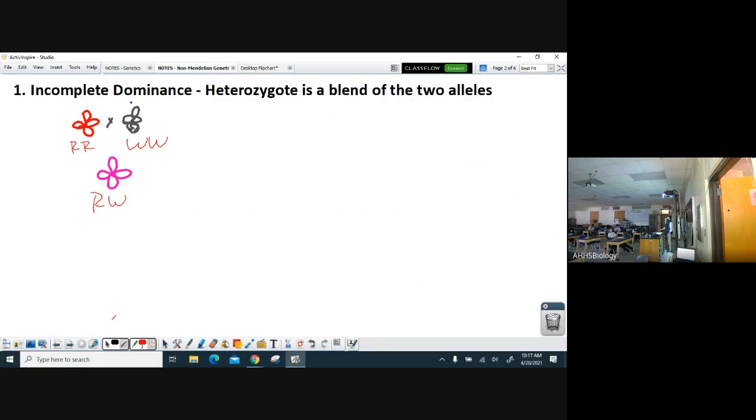So what happens if I breed two pink flowers together? What do I get? If the colors blend and I blend pink with pink, then what do I get? I get pink. So that's not what's going to happen. You have to think about the Punnett square here, where I have RW crossed with RW. RW, RW, like that. What am I going to get?